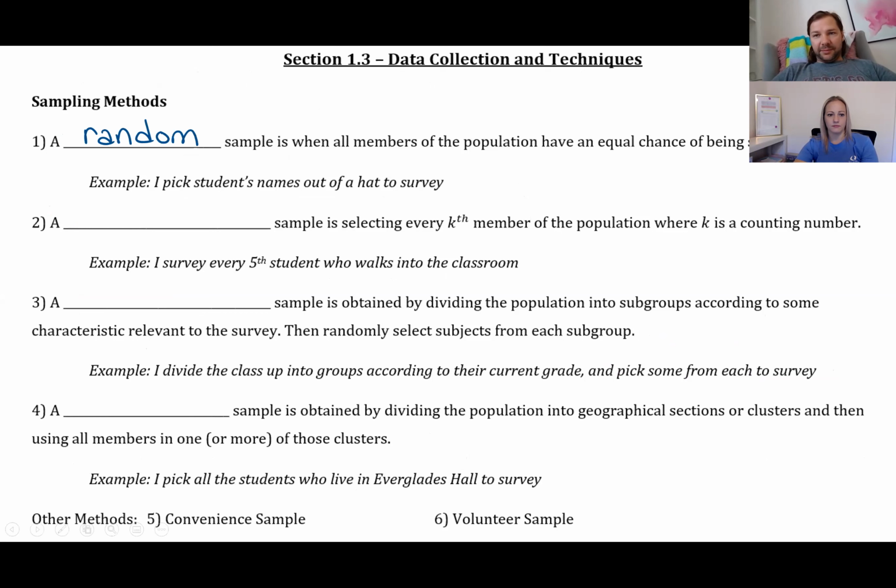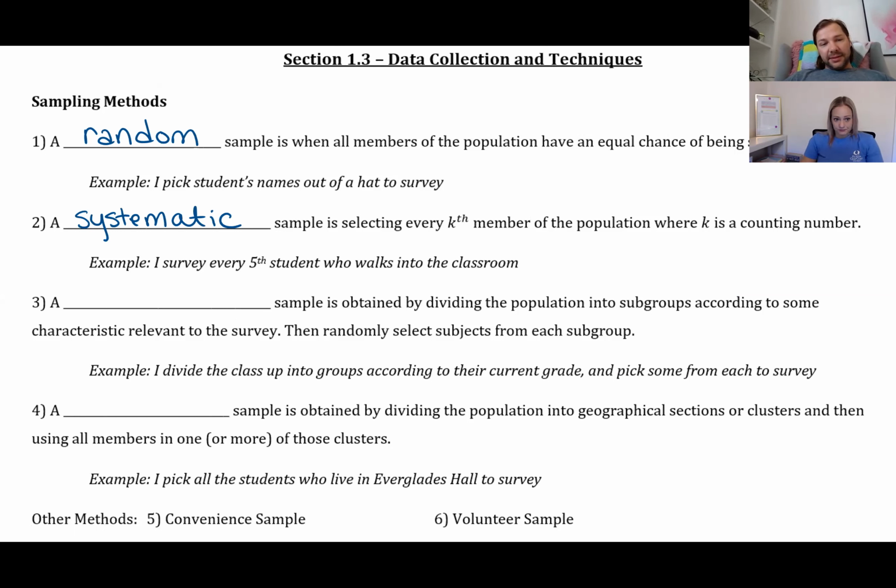This is trying to get rid of some bias, so you just select people randomly from the population to get your sample. So if I pick a student's name out of a hat to survey in this class, that would be a random sample of this class. And of course, I could sample multiple people using this method. Systematic is where you select every kth person. There's some type of system for how you're picking them.